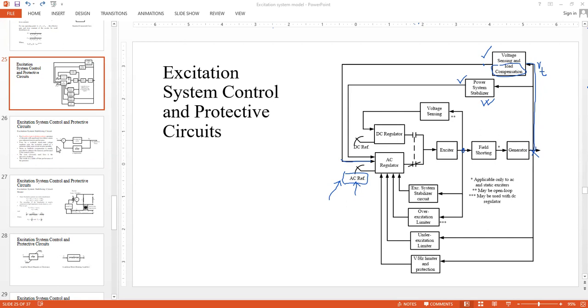So the error has to be calculated with respect to some reference. If we are talking about a DC regulator, then of course that would go to the DC regulator. The output of the exciter has to be passed through the DC regulator and compared with some DC reference point. If we talk about the AC reference, then the AC voltage has to be taken into consideration, and we talk about the AC voltage error, not the DC voltage error.